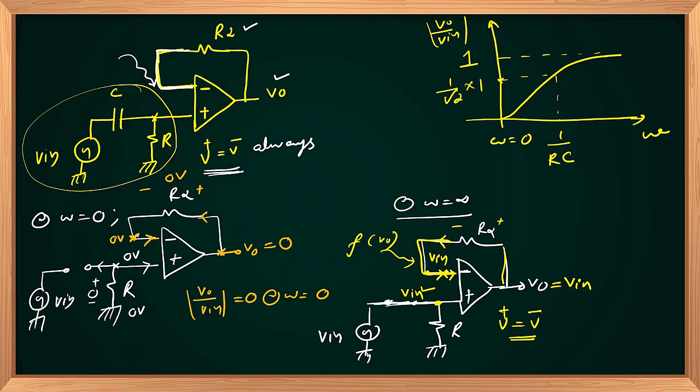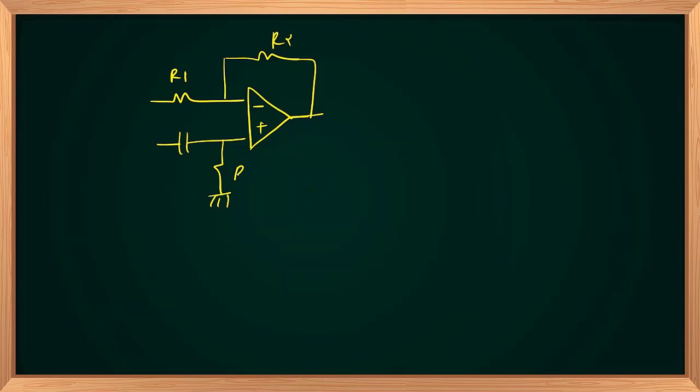If you would like to increase the voltage gain, you can add one more resistance here. If the circuit is like this, R1 and R2, C and R, V in, this node is grounded, V out.